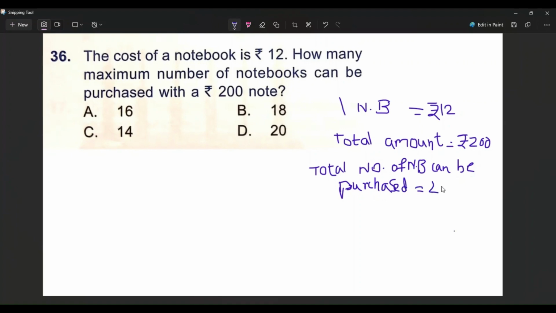So 200 divided by 12. So 12 ones are 12. We are remained with 8. It becomes 80. So 12 6 are 72. We are remained with again 8. So put a point, take a 0. 12 6 are 72. So again we are remained with 8. So point is there, we can take 0. So 12 6 is 72. So it will be repeated. We could write it as 16.67. So approximately we could consider 16 as our answer. So option A 16 is the right answer, children.